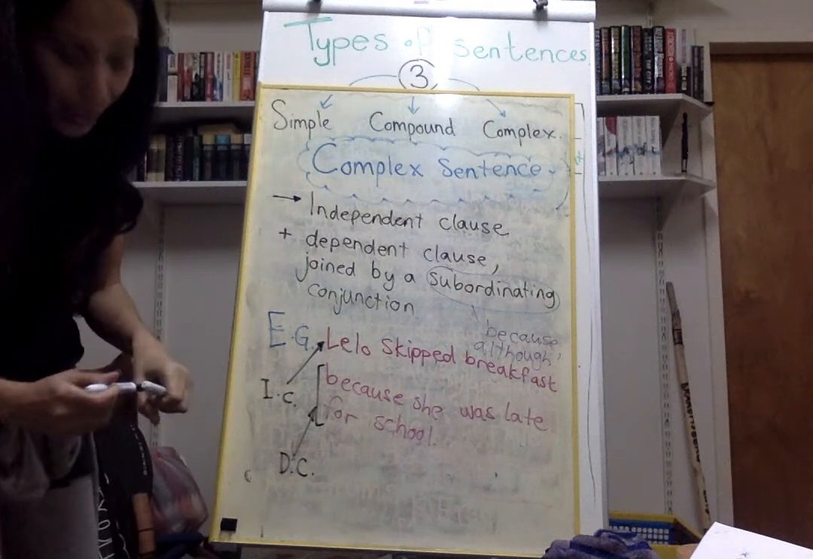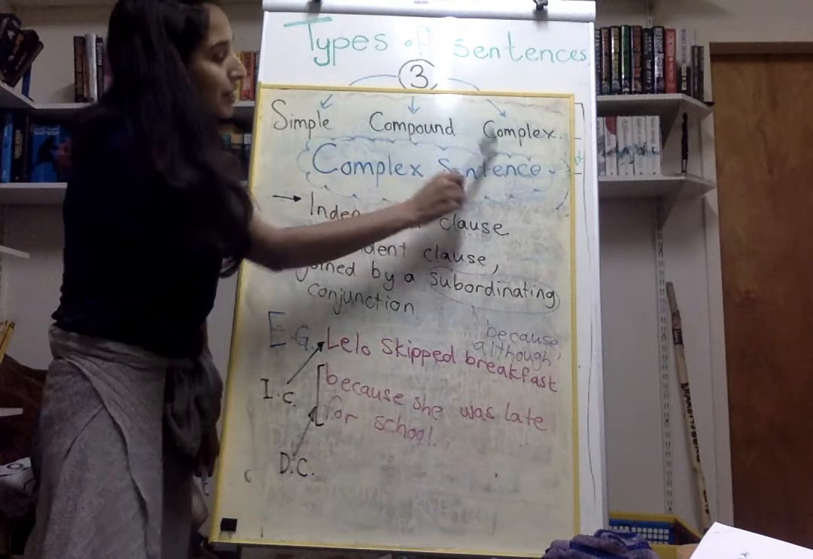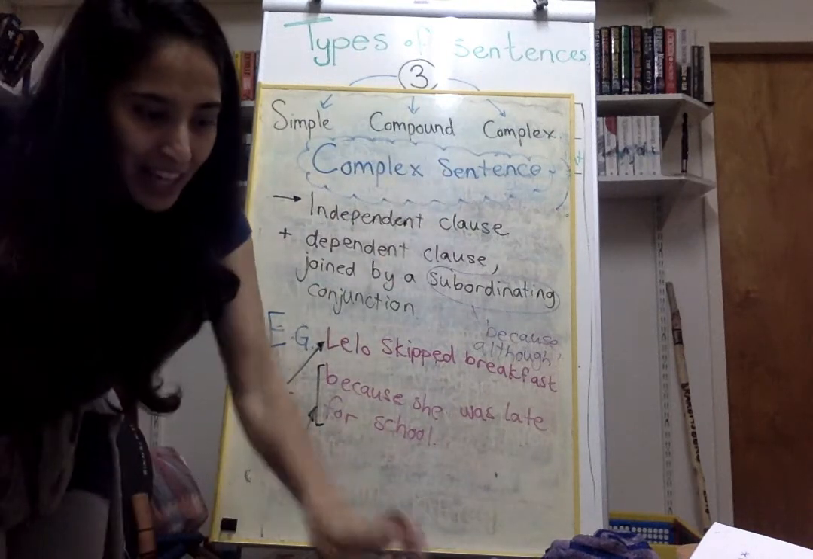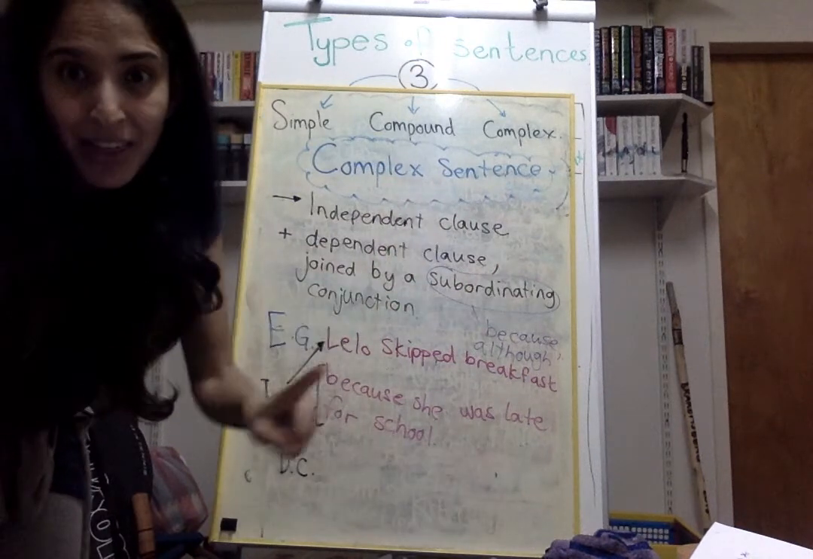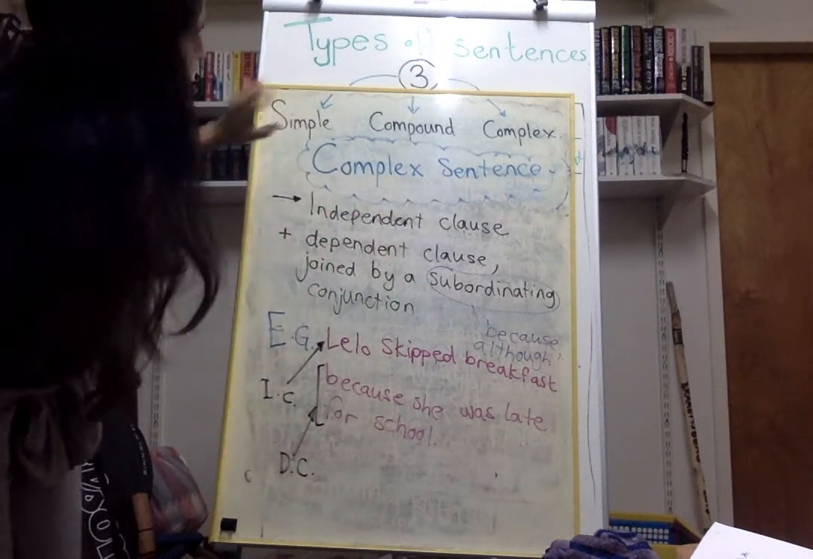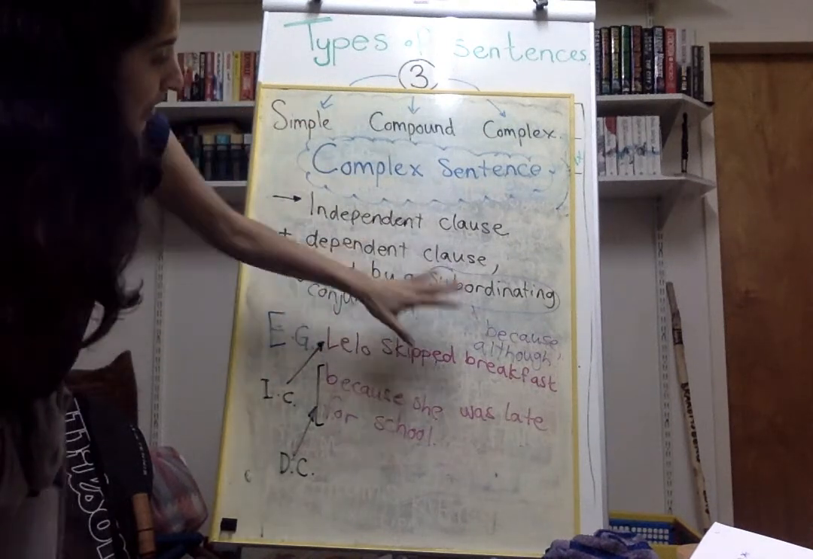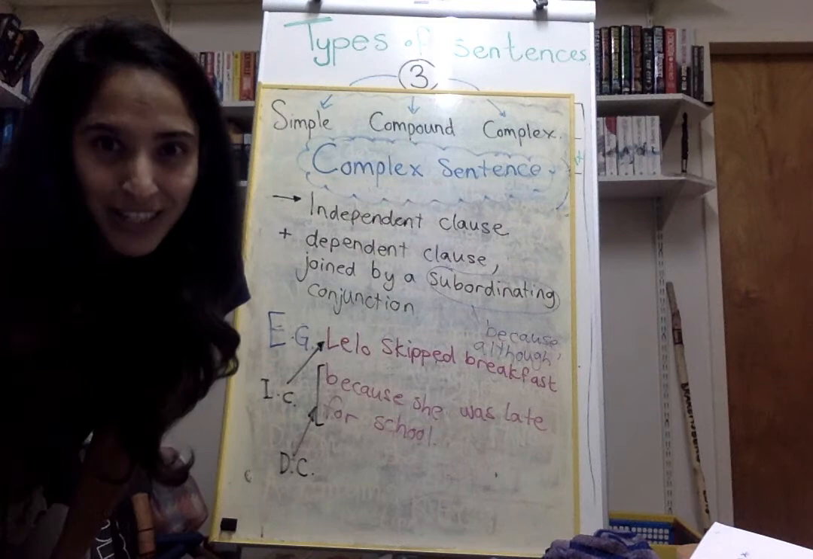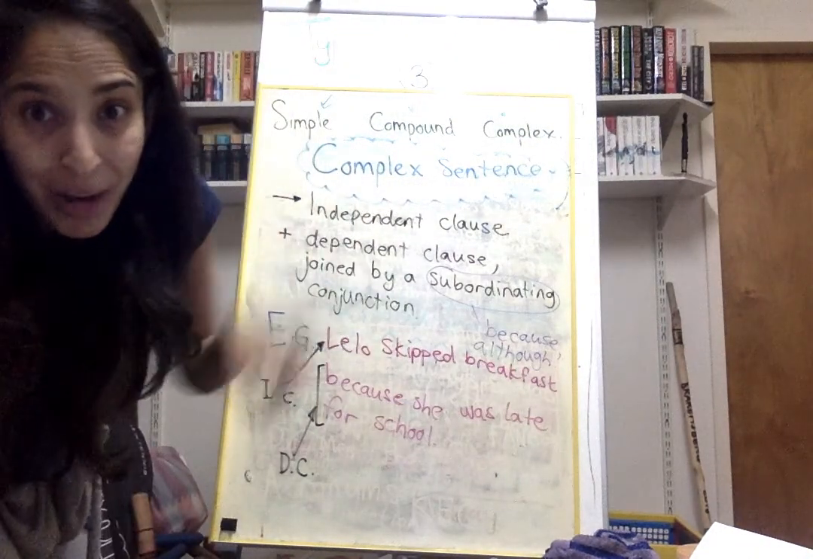And there we go. That's our review for the different types of sentences: simple, compound, and complex. If you want more detail on each one individually, go to my other videos for simple, compound, and complex sentences separately, or coordinating and subordinating conjunctions. All right, that's it for now. Pause the video, copy this down.